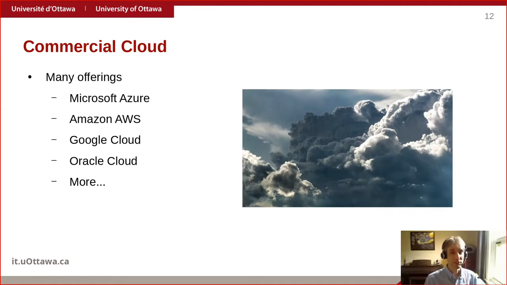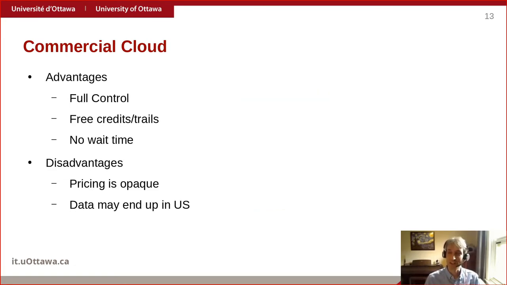Then there's also the commercial cloud. Like I said, there are many of these: Microsoft Azure, Amazon, Google, Oracle. There are a few other smaller ones that I can't remember right now. But the advantage of that is that you get full control. You really get the whole package. You get virtual machines or other resources and you can configure them exactly the way you want them.